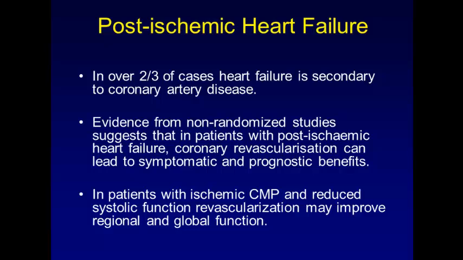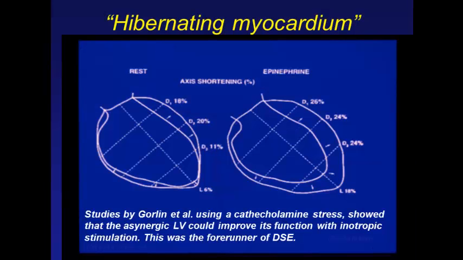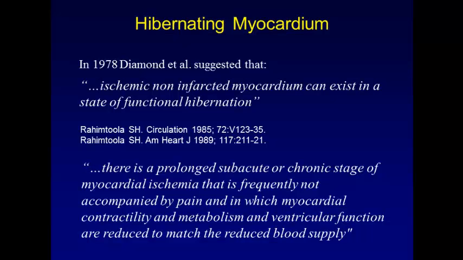In patients with ischemic cardiomyopathy and reduced systolic function, we aim at improving the regional and global function and the prognosis at the end. Where does this all come from? In the 70s, when they looked in the angiogram, they found in some of the patients areas which were not contracting, but after an extrasystole and after epinephrine went back to contractility. So they realized there are substrates of myocardium not contracting, but not dead. Later on it was called hibernating myocardium.